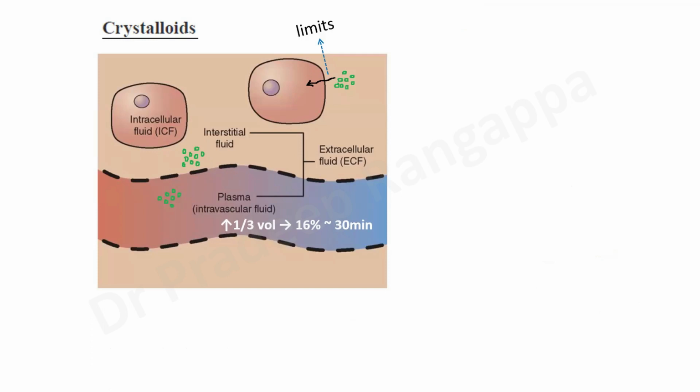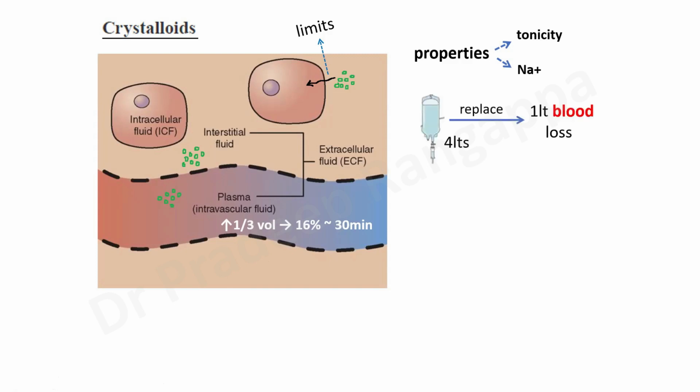When we give crystalloids, and when I say crystalloids, I consider it as either normal saline or a balanced solution. There's not much entry of these into the cells, but once it enters the intravascular space, it is recognized that only one third of the volume, around 16% only, remains in the circulation for about 30 minutes. That's why it is increasingly important to understand the properties of the fluids we administer with regard to tonicity and sodium content, which determines how much volume remains within the intravascular space.